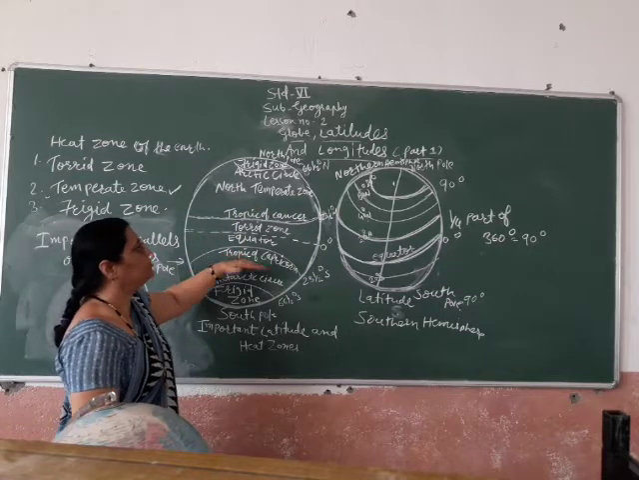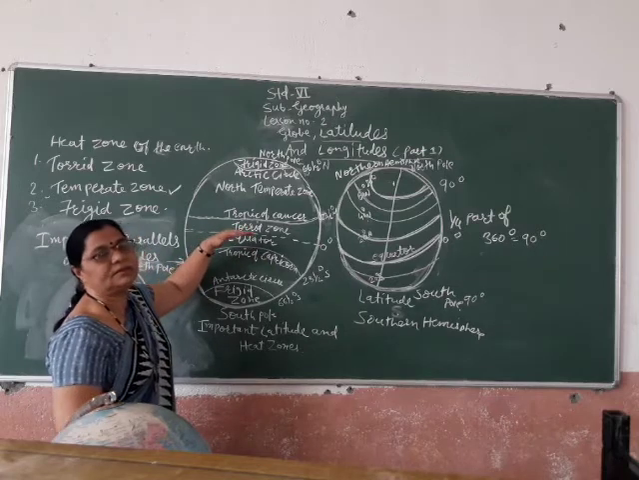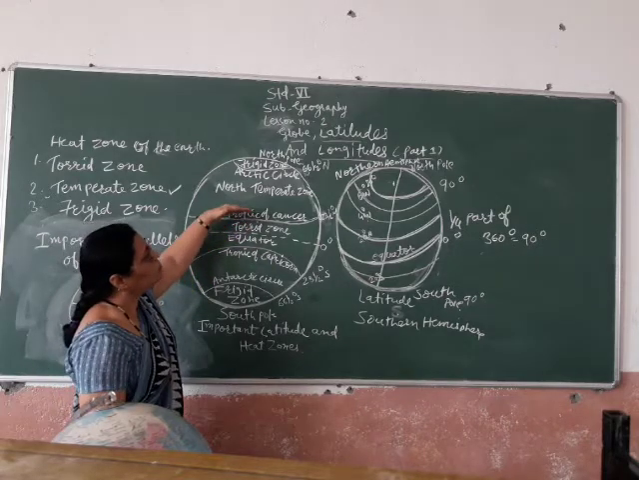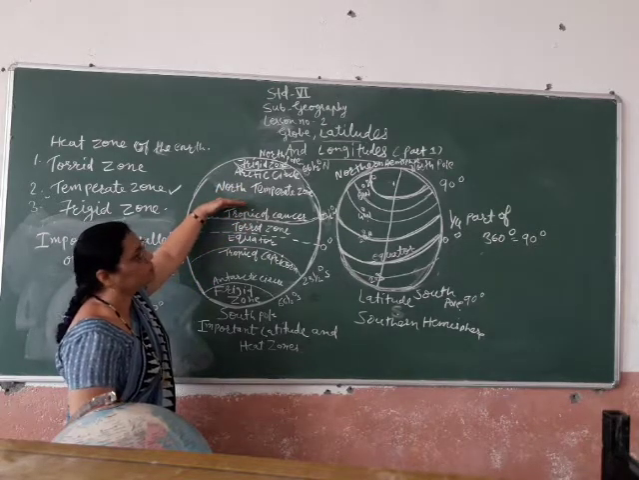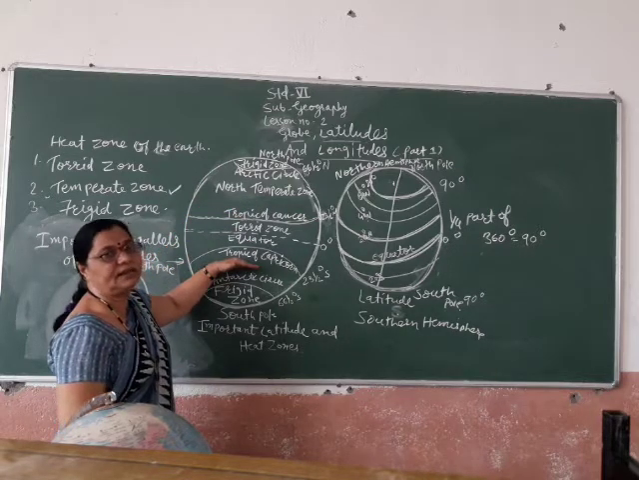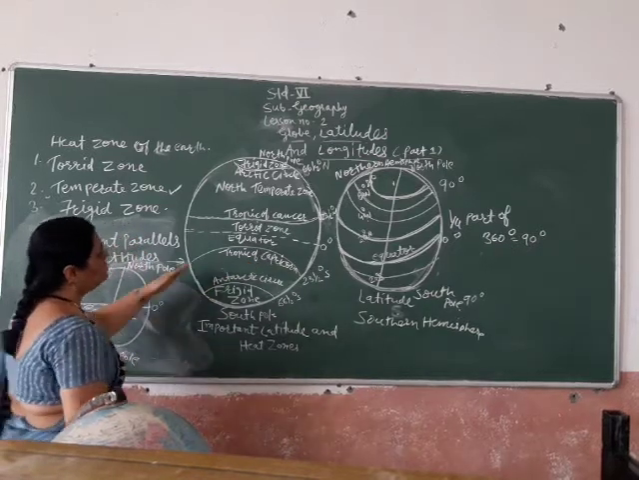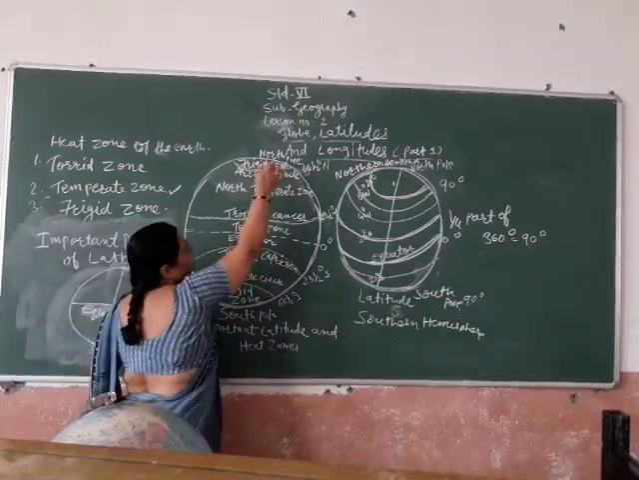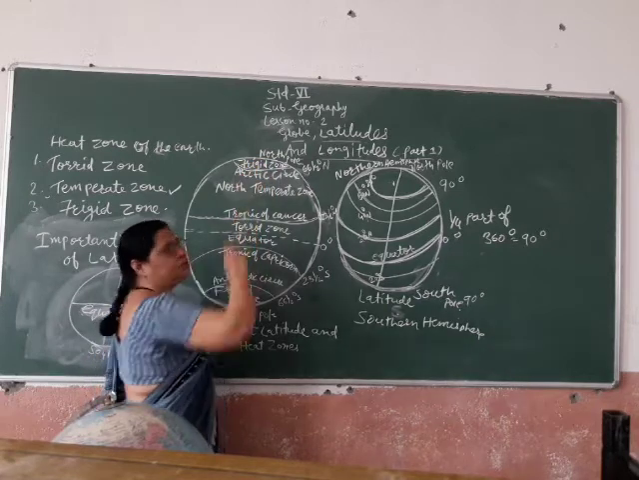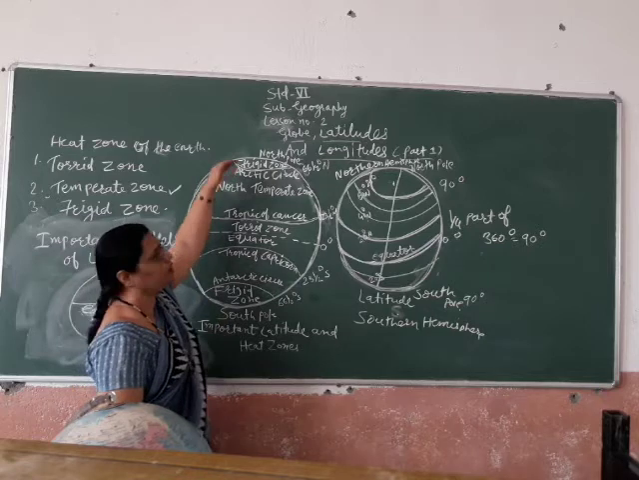Now don't be confused between the Tropic of Cancer and the Tropic of Capricorn. The Tropic of Cancer always takes the place towards the north, means the upper side, and the downside is the Tropic of Capricorn. Understood? Now see here the frigid zone. Here on the north pole also frigid zone and here on the south pole also frigid zone.